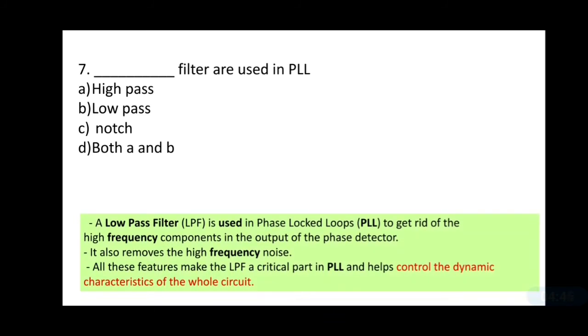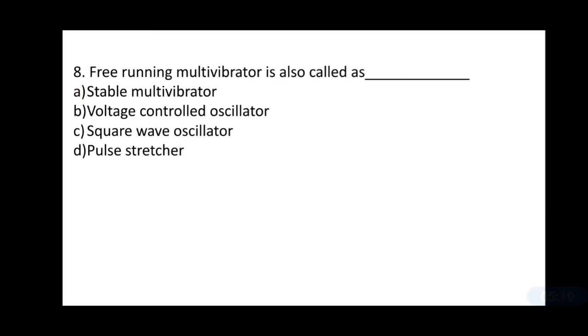Why use a low pass filter in PLL? The reason is that it removes high frequency noise as well as controls the dynamic characteristics of the whole circuit. This is the main reason to use a low pass filter in a PLL circuit. Option B is correct.